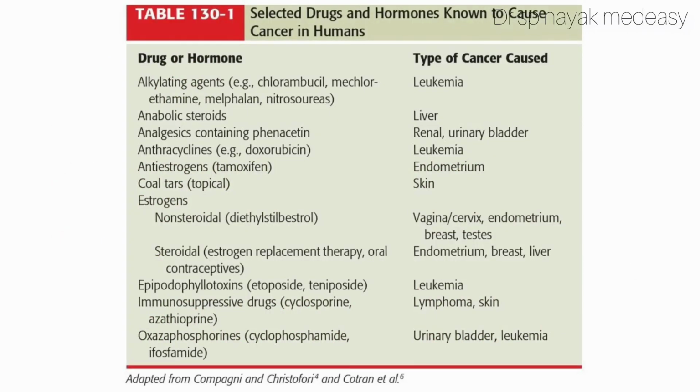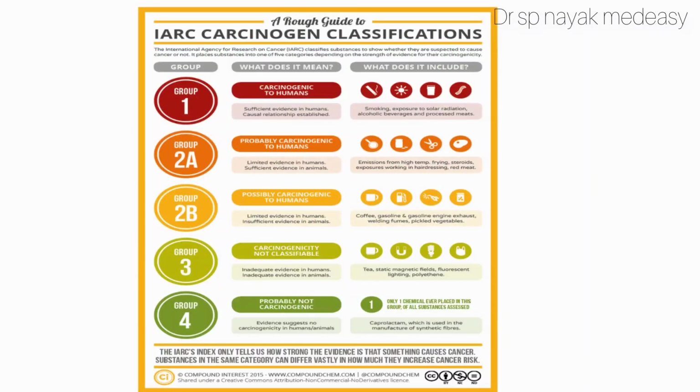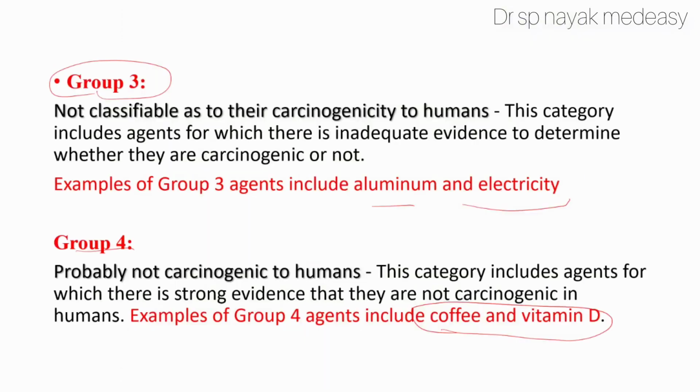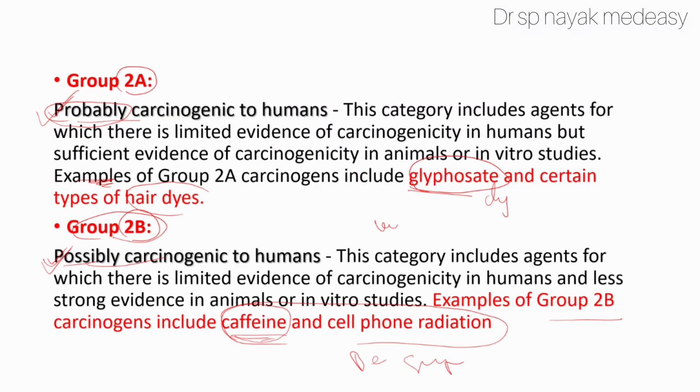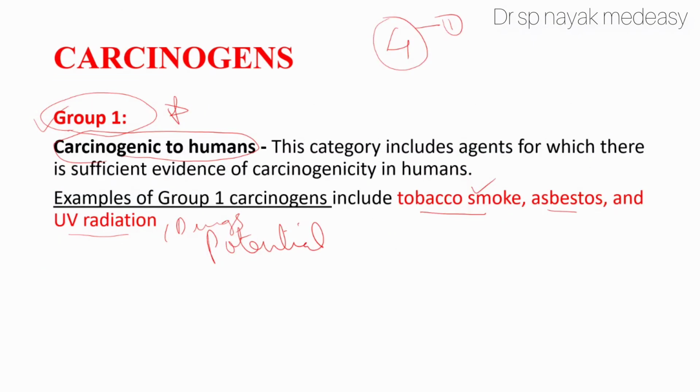Just remember this. This is the International Agency for Research on Cancer. They have classified the carcinogens into four groups: group 1, group 2A, 2B, 3 and 4. Just try to remember the names, because this is important in competitive exams. If anybody is writing competitive exams like government exams and foreign exams, you can remember this. I think you all are following me. I think you understood the different four groups of carcinogens.